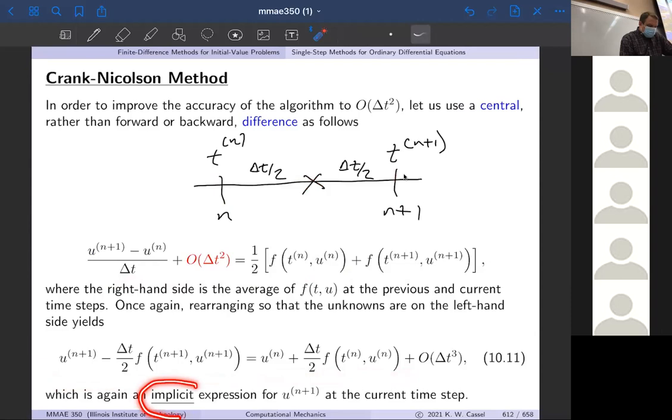It's still an implicit expression, but it looks very similar to the first order implicit method. You'll notice the only difference here is this 1/2 factor. Otherwise, it looks very similar. And of course, there's more stuff on the right-hand side, but that's okay because you just evaluate that. You know f(t, u) on the right because those are evaluated at the previous time step, the nth time step, so everything is fine. So it's still an implicit expression, and there's more to calculate on the right-hand side, but now it is second order accurate.